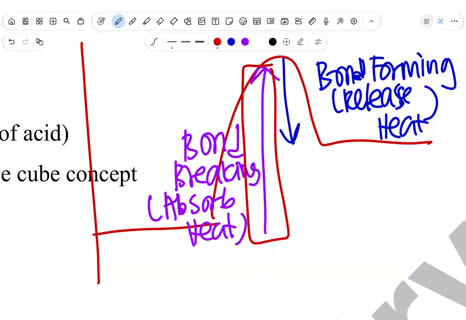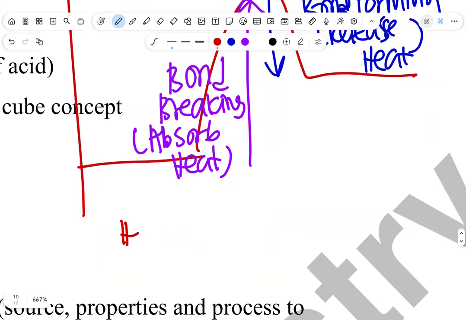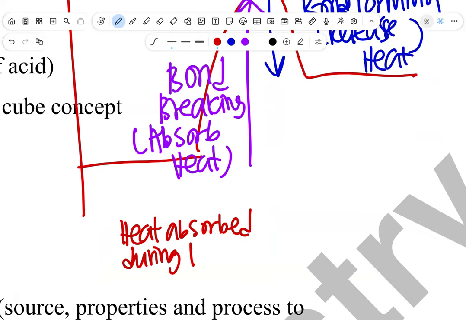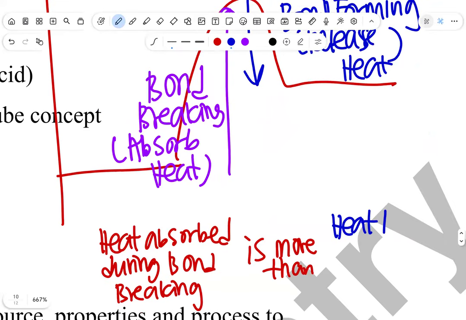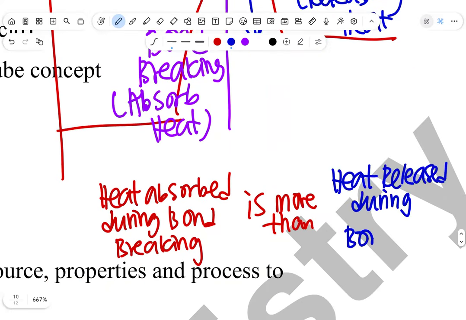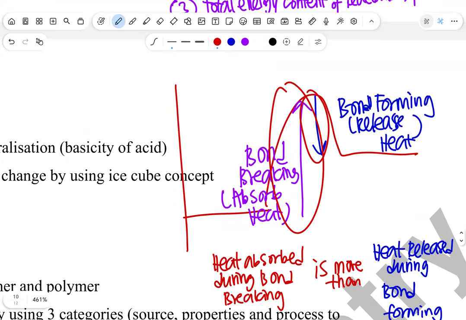This is longer. So you can say the heat absorbed during bond breaking is more than the heat released during bond formation. Understand? So you don't need to purposely memorize. You can see yourself which one is longer, then that will be more. So always remember, breaking bonds absorb heat, forming bonds release heat.